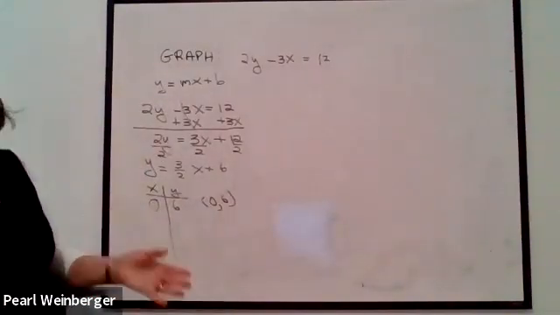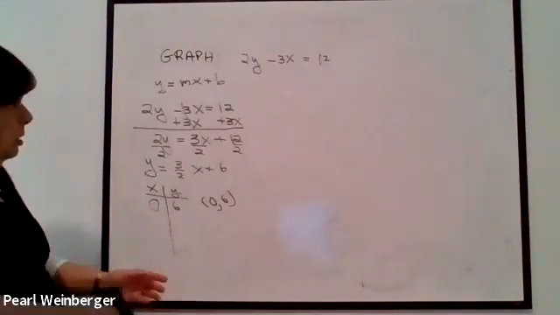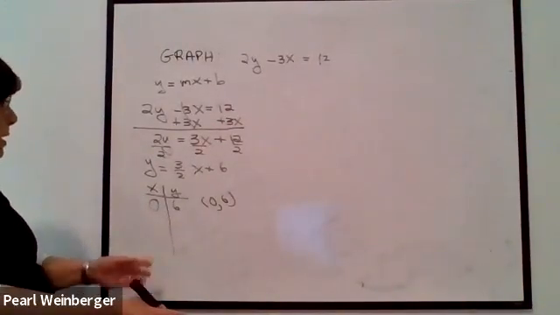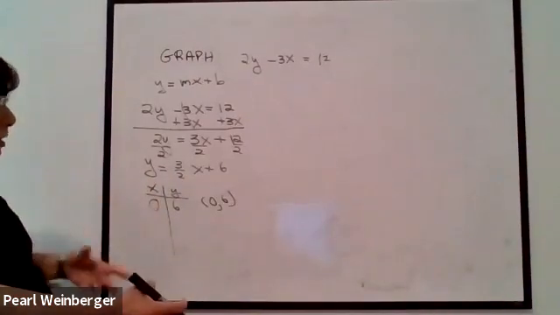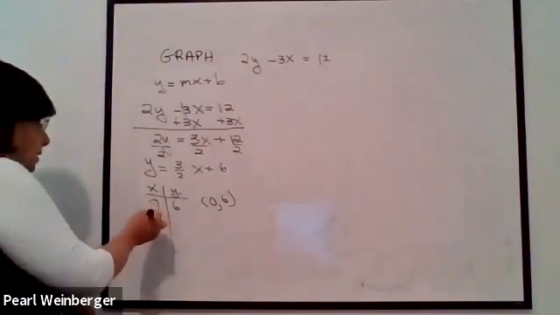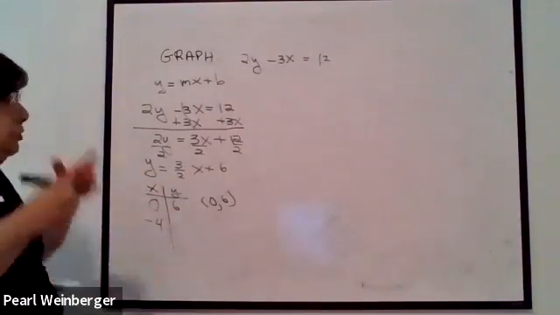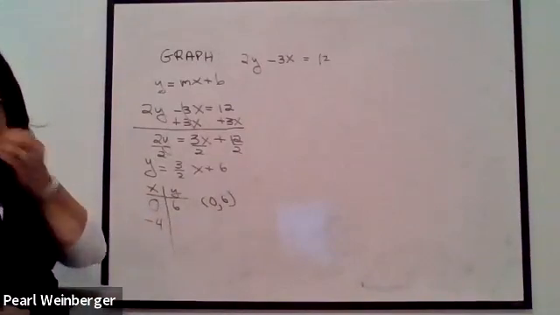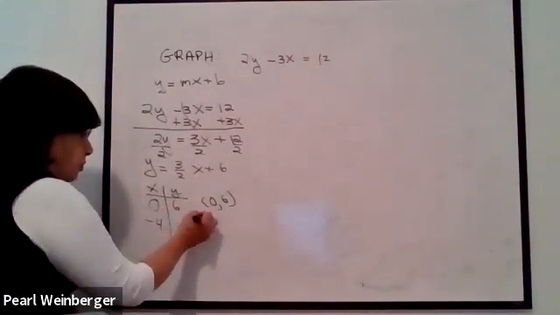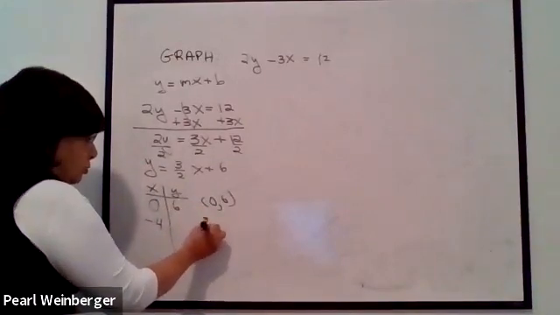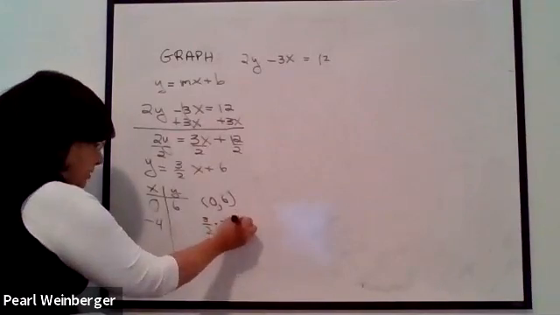And I can pick any other value for X that I want. Since this is going to have a 2, I'm going to pick an even number for X. Let's say I pick -4. I just want to show you I could just pick any number. Now, what am I going to have to do? I'm going to have to do 3 divided by 2 times -4 plus 6.